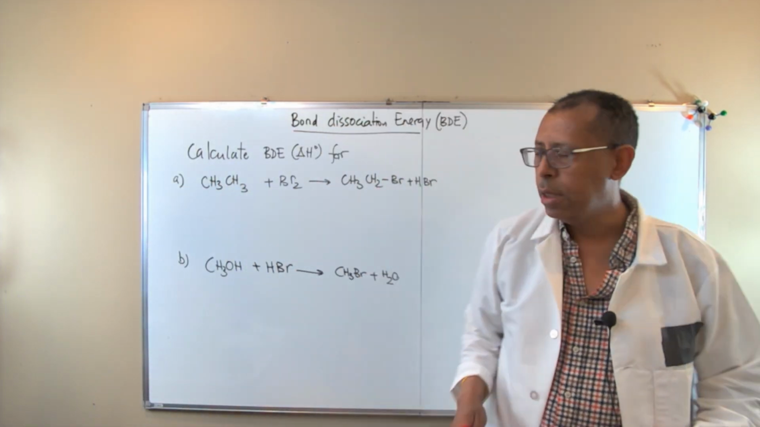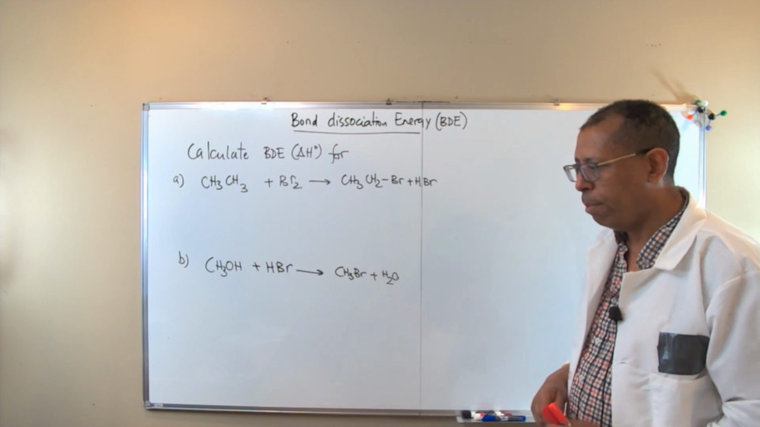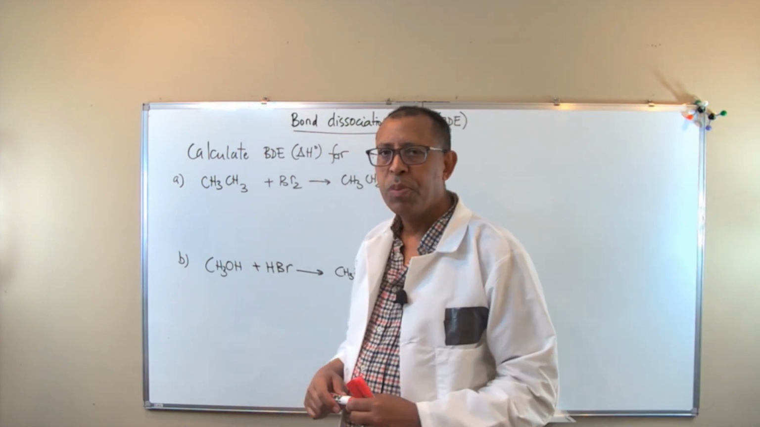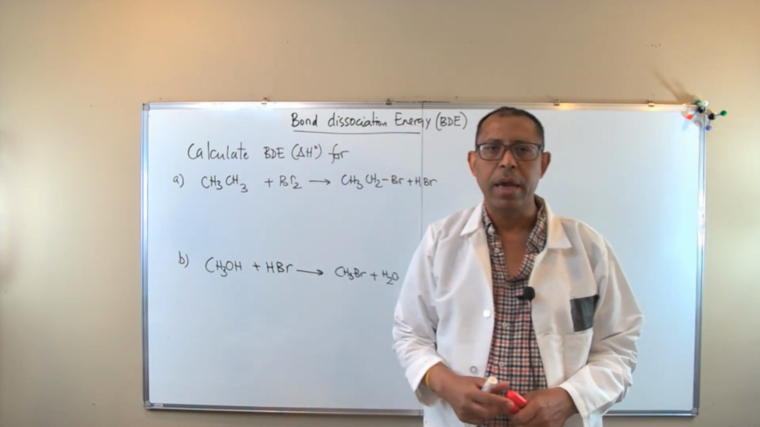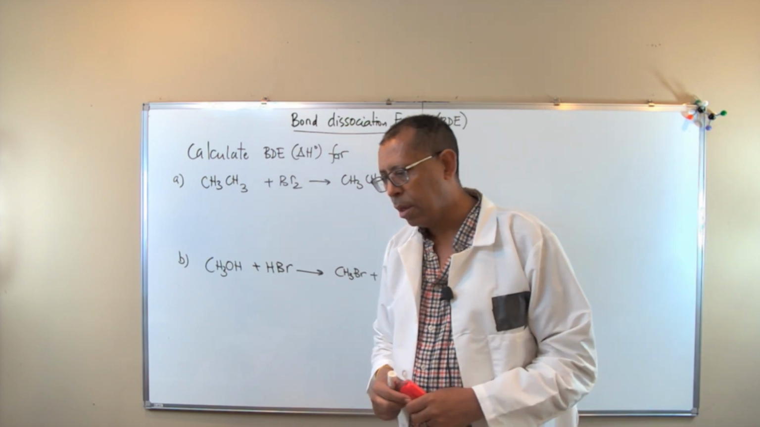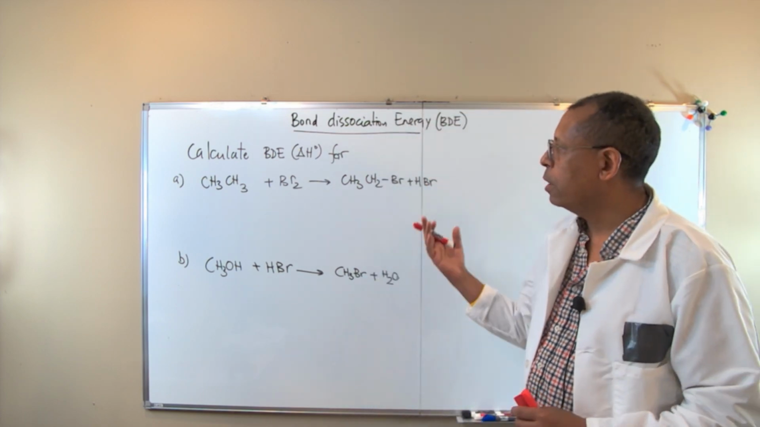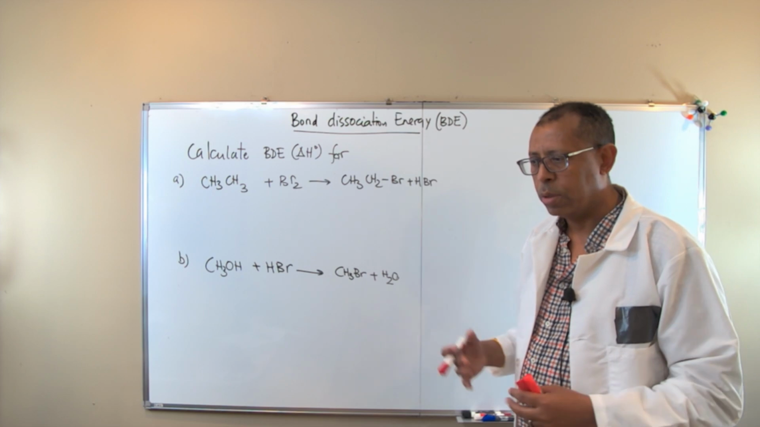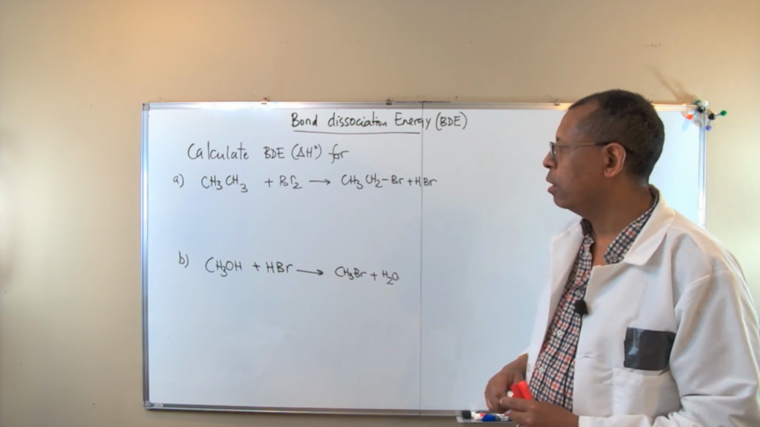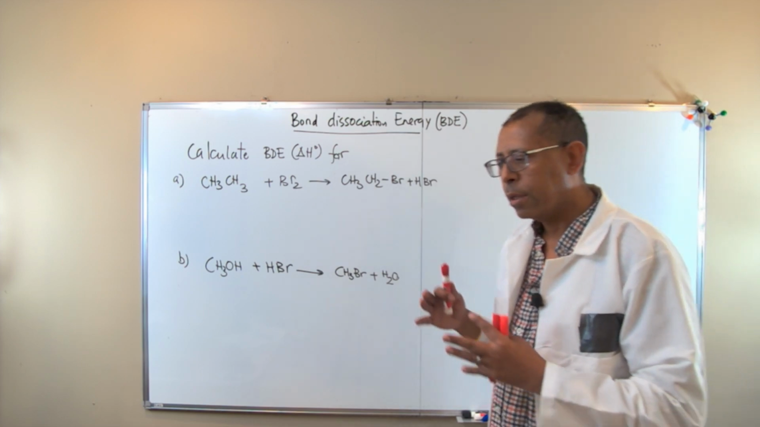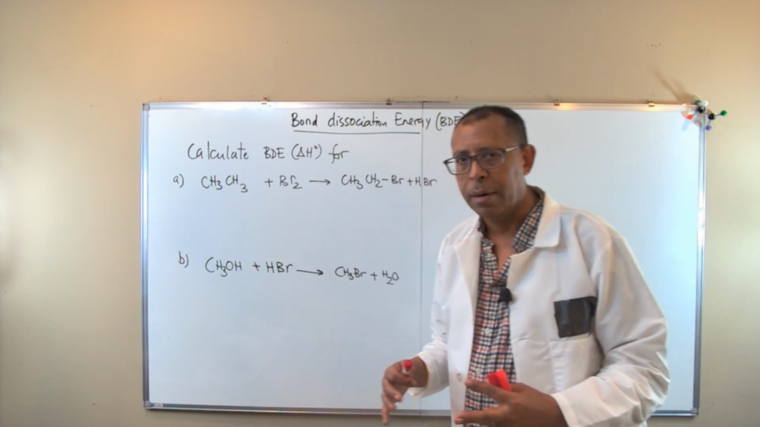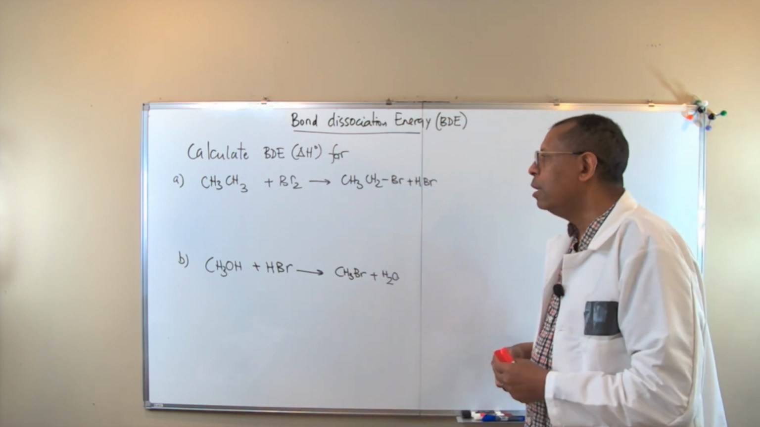What happens in a chemical reaction is that bonds are broken and bonds are made in the product. So in calculating delta H, or the bond dissociation energy, we have to clearly know what bonds are made and what bonds are broken.